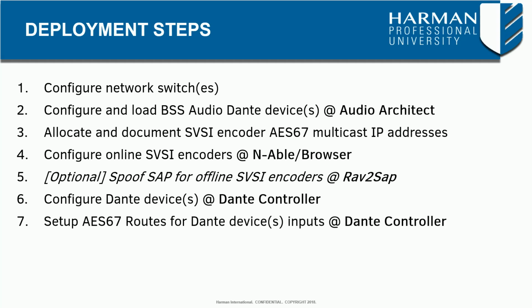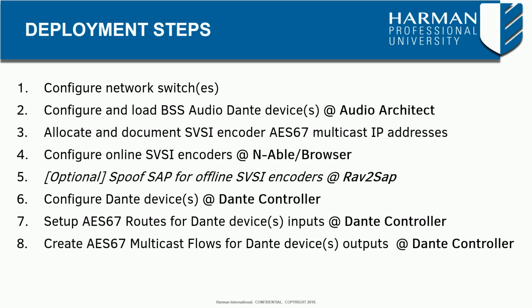Next, through Dante Controller, we'll set up the AES67 routes for the Dante device inputs. AES67 streams must be present in order to route them to the receiving devices using Dante Controller. Then we can create AES67 multicast flows for Dante device outputs at Dante Controller.